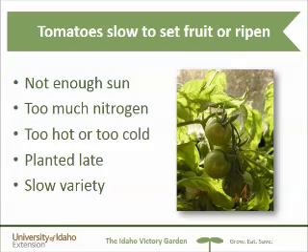So one common question we receive quite often is, why don't I have any tomatoes on my plants? Well, there are several things that can cause this. Planting your tomatoes in an area that doesn't get 8 to 10 hours of sun can cause the tomatoes to be very slow to ripen or to maybe not even set fruit.